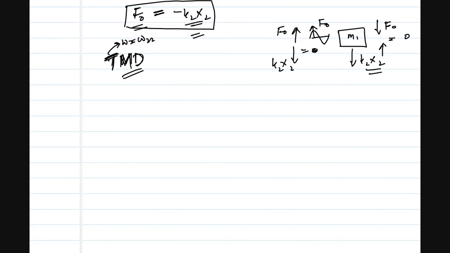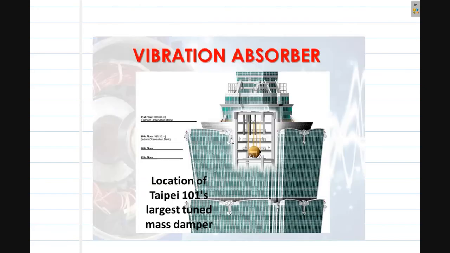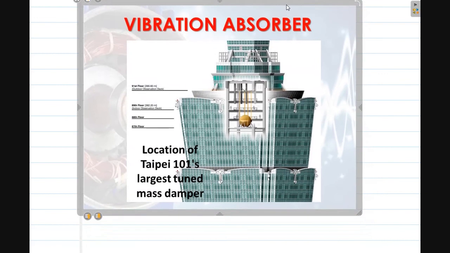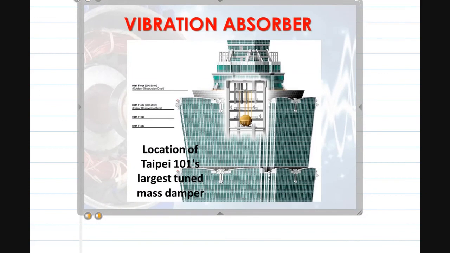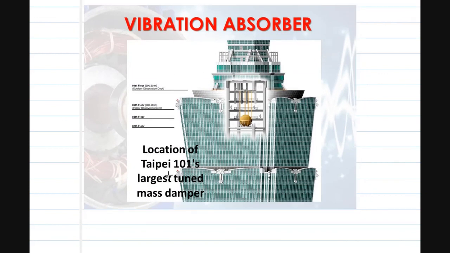Now just quickly, to give you an idea of the importance of this, this is the first picture. This is Taipei 101, now the second largest building in the world, located in Taiwan. This is actually a financial hub of Taiwan. It contains 101 stories. People say it's 101 stories.